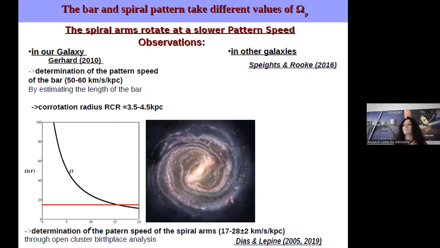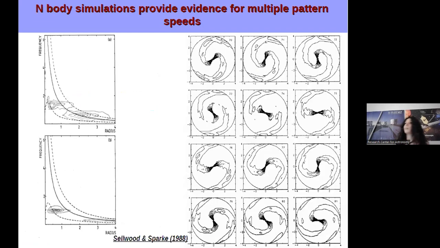But it was not only works based on observational data that give us evidence for different pattern speeds in the galactic disk. There have been some works also in N-body simulations. The first paper that gave evidence for multiple pattern speeds in the galactic disk in N-body simulations of barred spiral galaxies was Sellwood and Sparke in 1988.